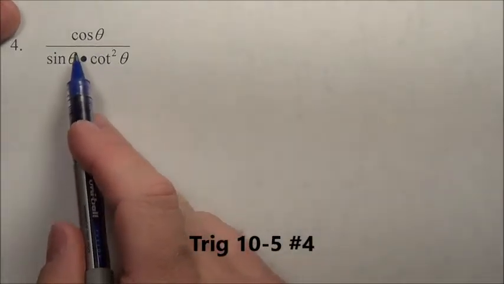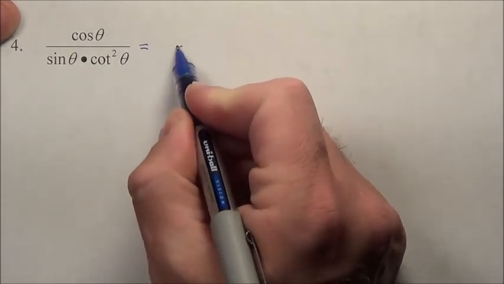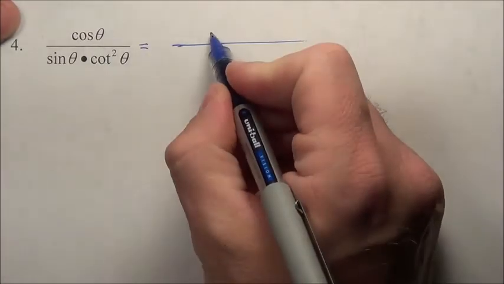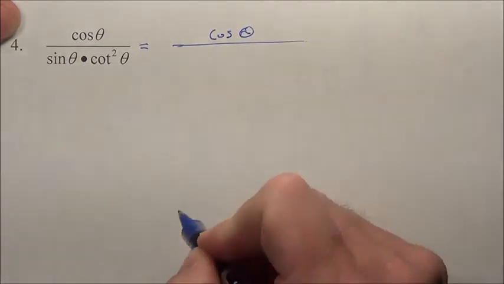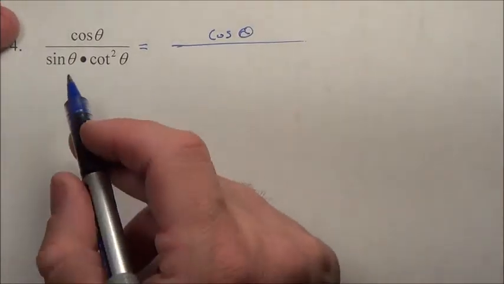Problem 4, cosine of theta over sine of theta times cotangent squared of theta. We change everything into sines and cosines. Well, the top is just already a cosine, so it's just going to stay there. Maybe we'll get a cosine at the bottom, they'll cancel out. I don't know. Let's see.